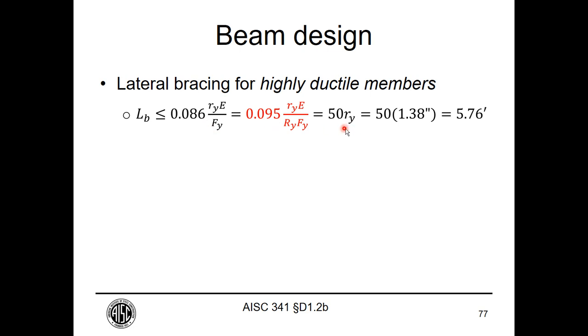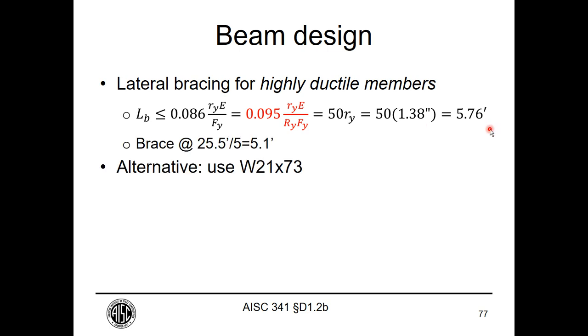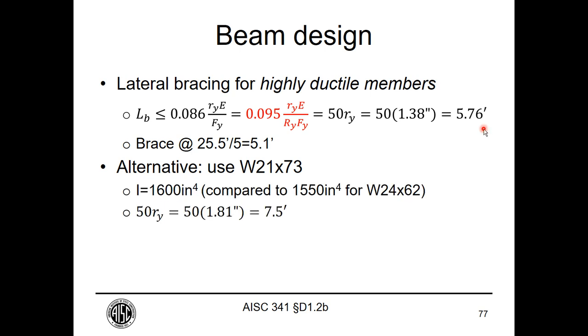As I said before, it's about 50 r_y. The r_y that we have is about 1.4, so that's not even 6 feet. So we need to brace about every 5 feet or so. If we had selected a much heavier member, we could have bracing, say, at every 7.5 feet. But then we would probably need reinforcement at the beam to column connection. So the price that we're paying is a couple of extra braces.